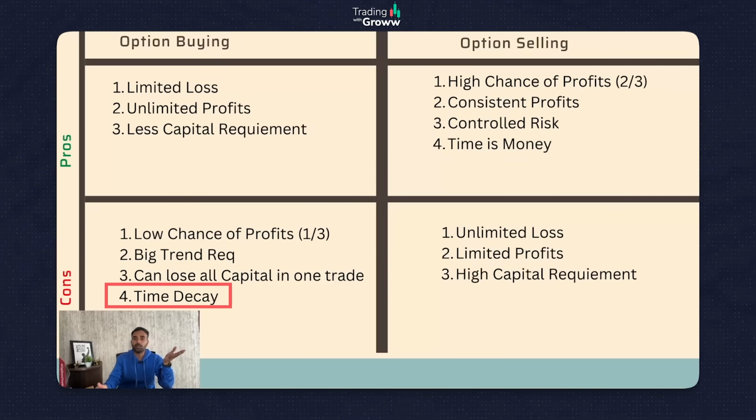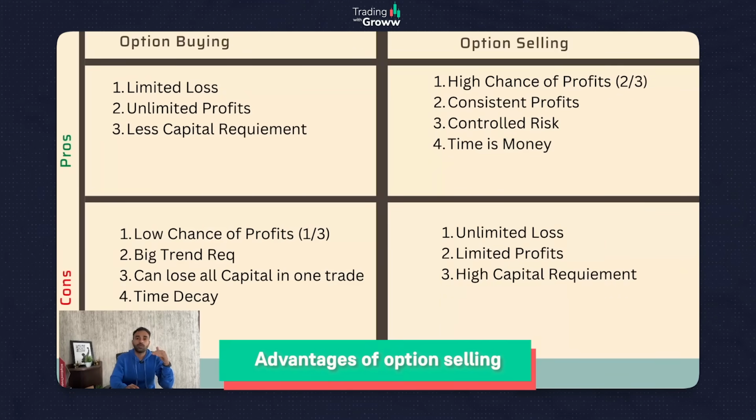And obviously time decay works against you. So time is your friend only if you're an option seller. Time is your enemy if you're an option buyer. So the more you wait for the direction to go in your favor, obviously the more decay happens, the more money you lose as an option buyer. So these are the major disadvantages with respect to option buying.